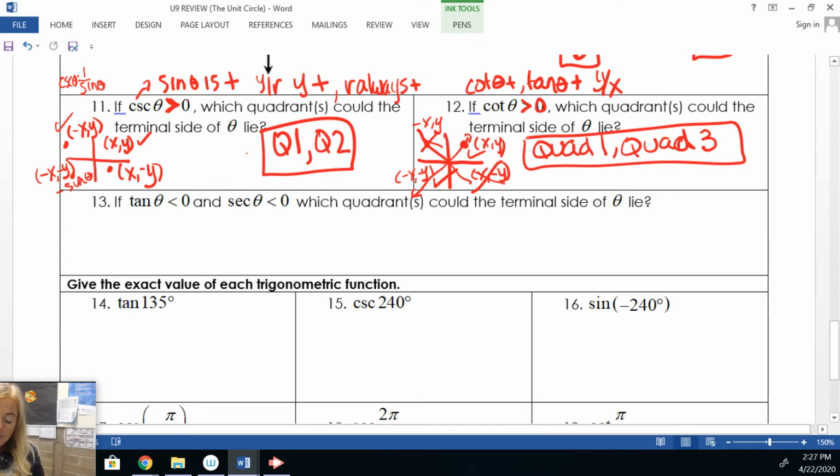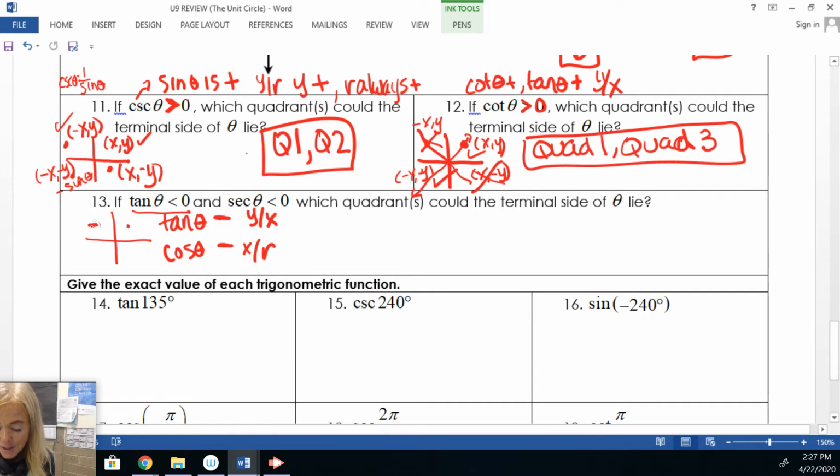Okay. Then the next one, if tangent theta is less than 0 and secant theta is less than 0, in which quadrants could the terminal side of theta lie? Ooh, so tangent is less than 0, so it's negative. Tan theta, negative. Secant theta is the same sign as cosine theta, and it needs to also be negative. So we need the tangent negative, which is y over x, and the cosine negative, which is x over r. So r is always positive. Let's look at tangent. So tangent here is positive.